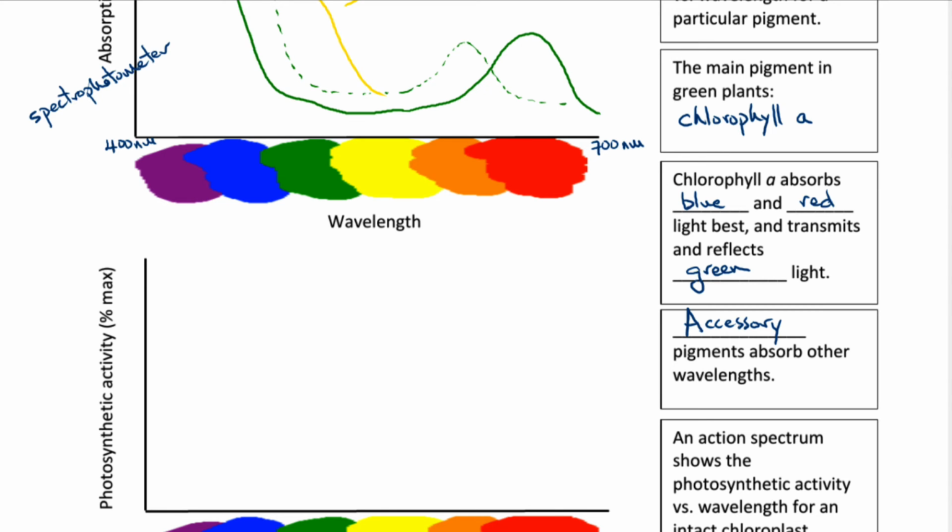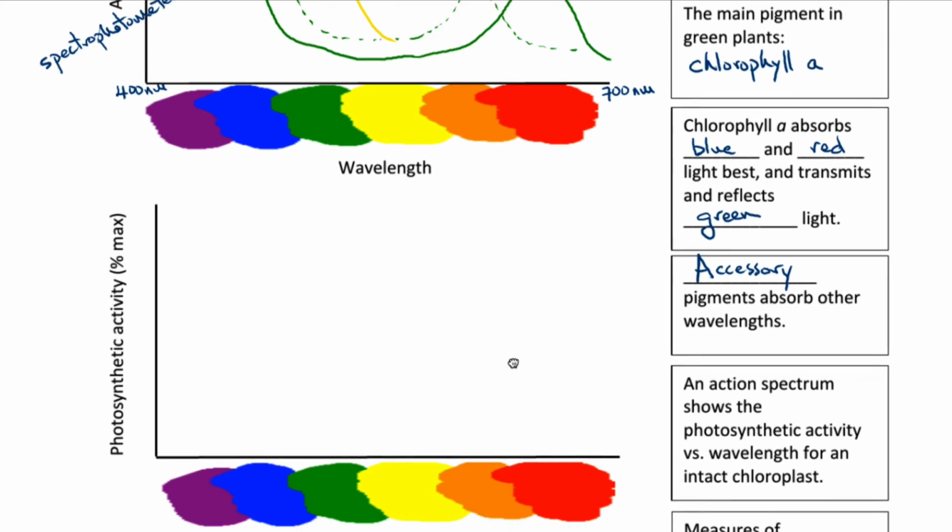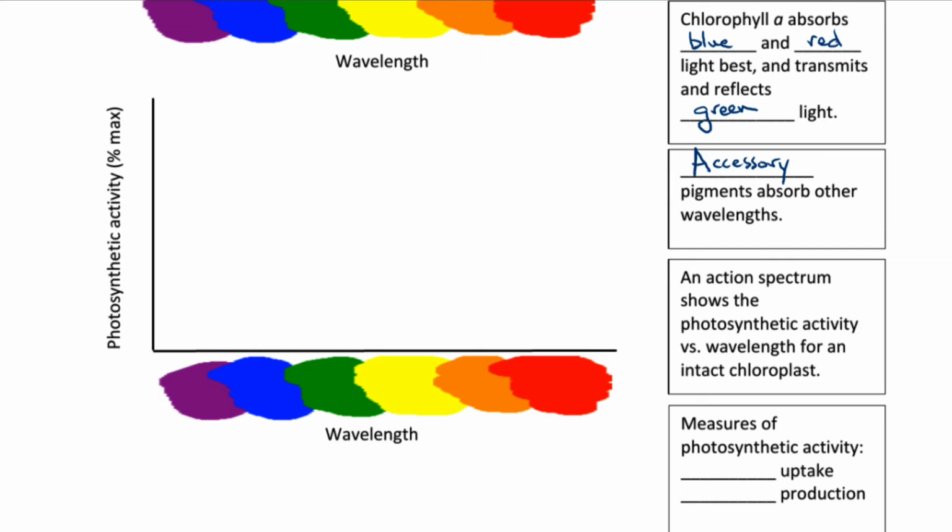Now, the light that is absorbed, as we've said, can be used for photosynthesis. So an action spectrum shows the photosynthetic activity as a function of wavelength, and now we're looking at not just a single pigment, but an intact chloroplast. So our x-axis is the same. We've got wavelength from purple-blue to red, so 400 nanometers to 700 nanometers, but now on the y-axis we've got photosynthetic activity, not absorption, as a percentage of maximum.